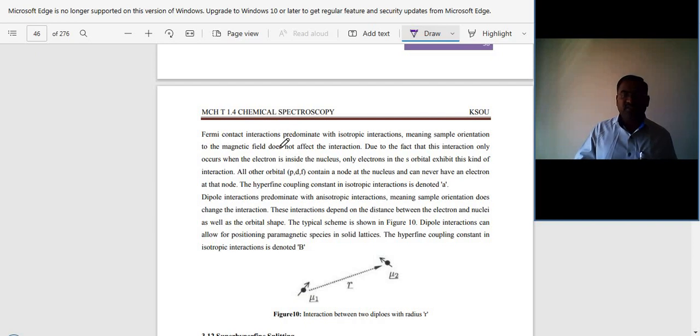Let's go through that. The Fermi contact interaction predominates with isotropic interactions, meaning the sample's orientation to the magnetic field does not affect the interaction.